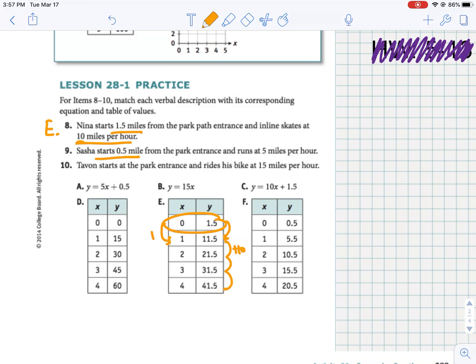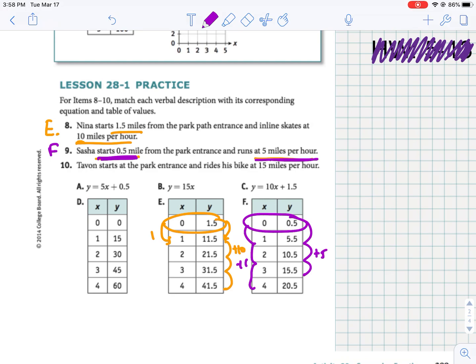Number 9 says Sasha starts 0.5 miles from the park and walks at a rate of 5 miles per hour. If we look at this one again, we've got 0, 0, so that's not going to work. But the next one is 0, 0.5, and that makes sense because it says that she starts 0.5 miles from the park, and then she's walking 5 miles an hour. These are all going up by 5, and the other side's going up by 1. So her slope is 5, up 5 over 1. So that's got to be letter F.